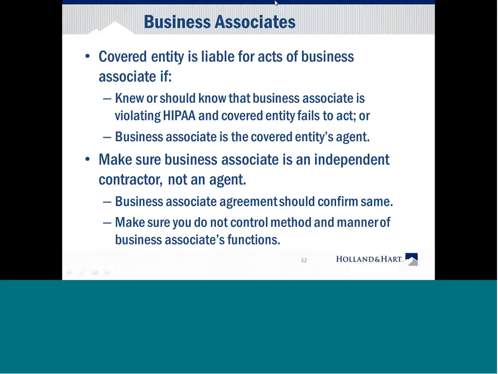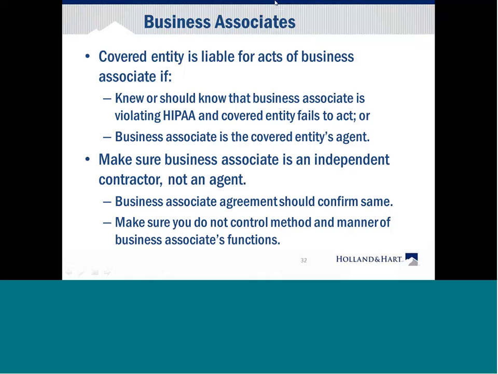Now, the covered entity is liable for the acts of the business associate in two situations. The first is if you knew or should have known that the business associate is violating HIPAA, doing something wrong with your information, and you fail to act. In that situation, you can be liable for what they did. Actually, you're liable for your own failure to act.